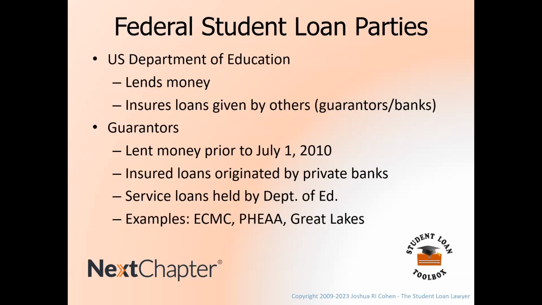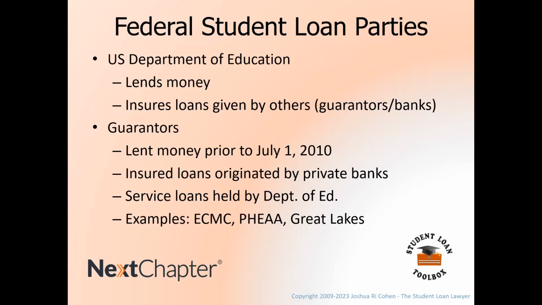All right, so let's switch over to federal student loans, and that's what the bulk of this hour is going to be. So who are the parties? Who are the people that we need to worry about? We have the US Department of Education. For our purpose, they lend money and they insure loans that are given by others with a guarantor support.